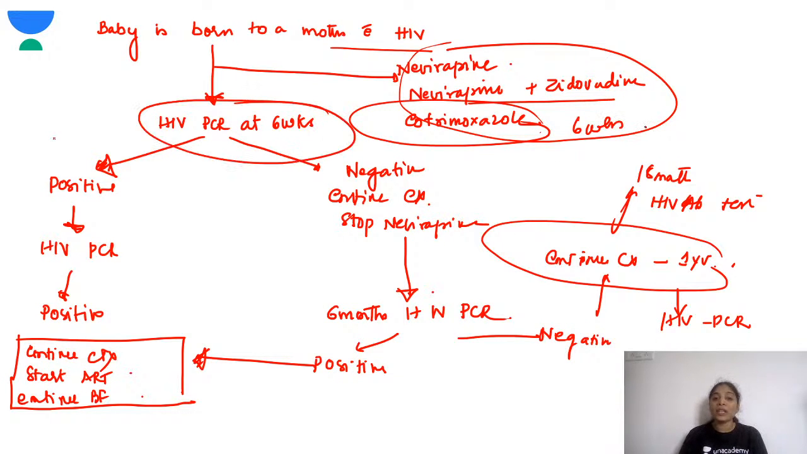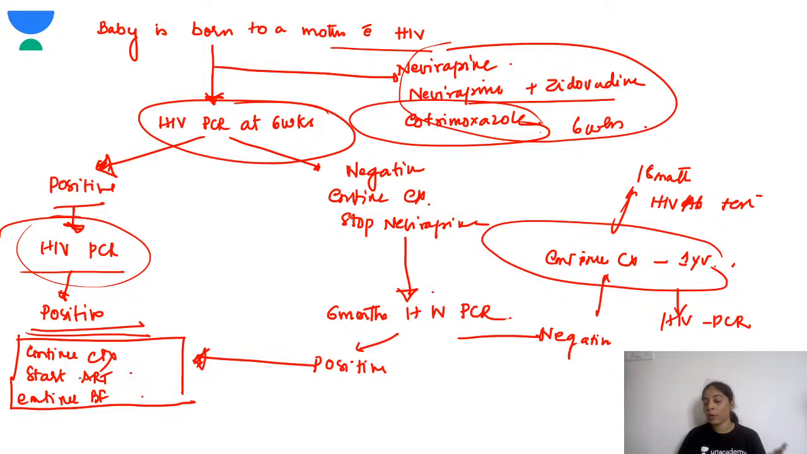At 6 weeks you do an HIV PCR. If it is positive, you have to repeat and confirm it, because these antiretroviral drugs have high side effects, so you have to confirm perfectly before starting them. If it is positive again, you continue cotrimoxazole prophylaxis, because of the immunosuppression there could be a lot of infections in these children. You also start antiretroviral therapy, and you should continue breastfeeding.